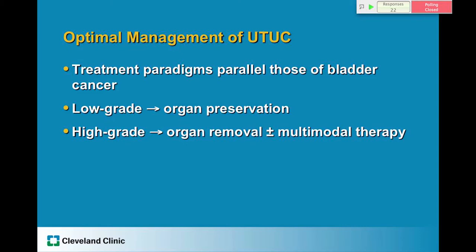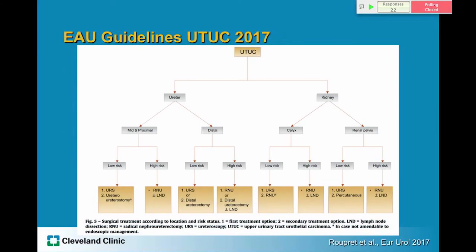So again, optimal management of upper tract urothelial carcinoma: treatment paradigms parallel those of bladder cancer. For low-grade tumors, organ preservation should be the goal. For high-grade tumors, on the other hand, organ removal and multimodality therapy is the standard. This is also borrowed from the EAU guidelines, and it's a flow diagram that looks quite complex, but if you follow based on location of the tumor and risk group, it'll tell you the recommendations for treatment. In general, you could simplify it as: high-risk patients tend to have radical nephroureterectomy and lymph node dissection, and low-risk patients tend to be managed endoscopically with ureteroscopy.